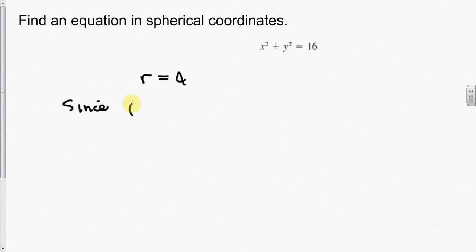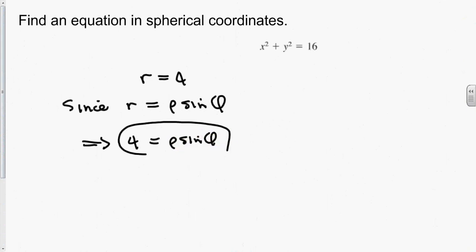Since we have r is equal to rho sine phi, this implies 4 is equal to rho sine phi.